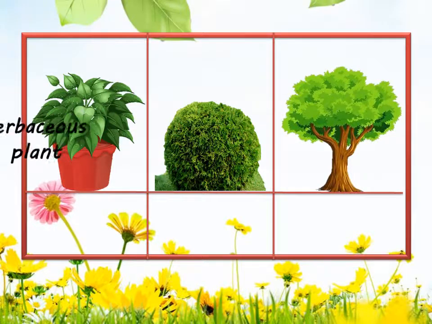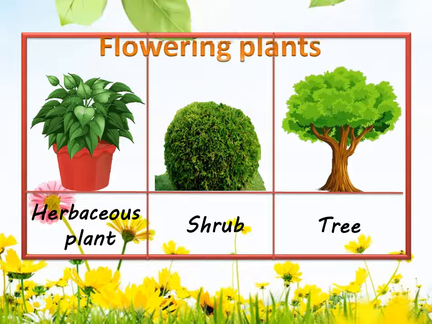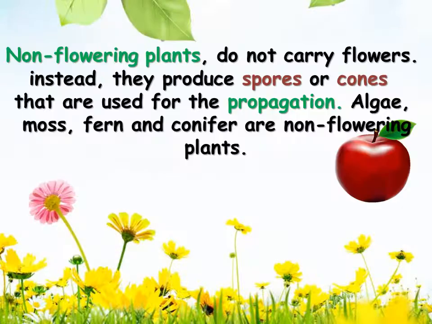So these are the examples of the flowering plants. These are the herbaceous plant, shrub, tree. Please familiarize the name. Look at the picture carefully and familiarize the name again. The first one is herbaceous plant, second shrub, the third tree. These are the flowering plants.